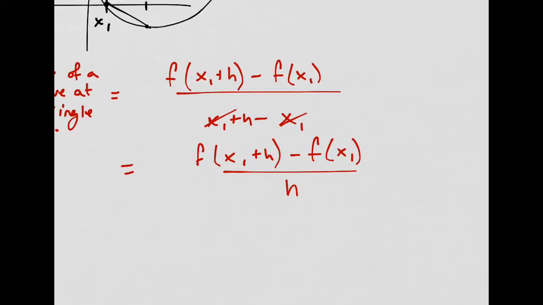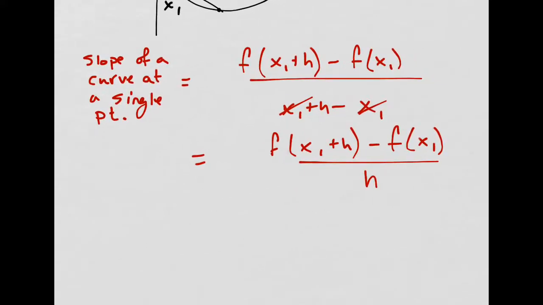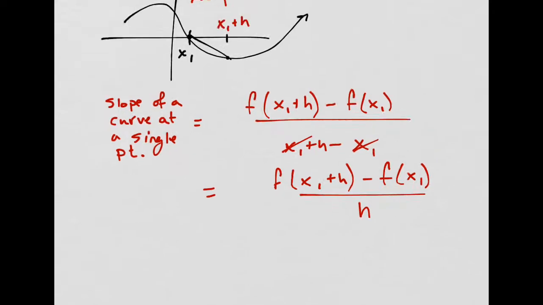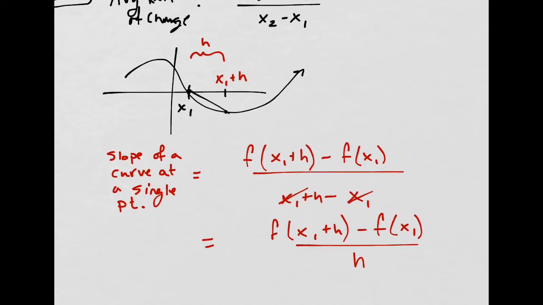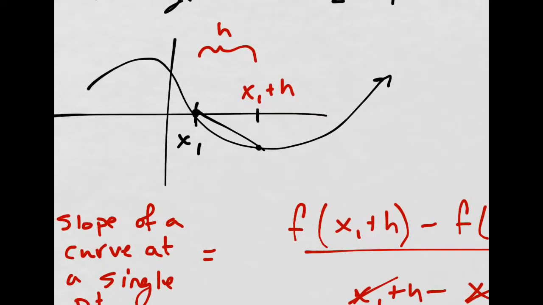This is not yet the slope of a curve at a single point. This is not the formula yet. So what do we have to do? Because right now we're taking the slope from that point to that point. We can use our limit properties to make this go to 0.